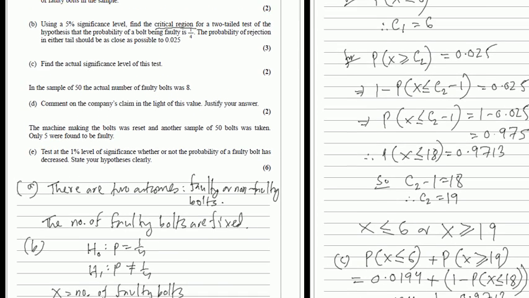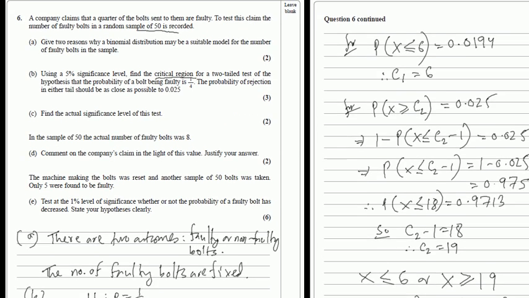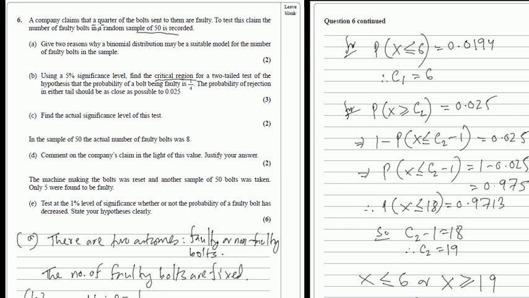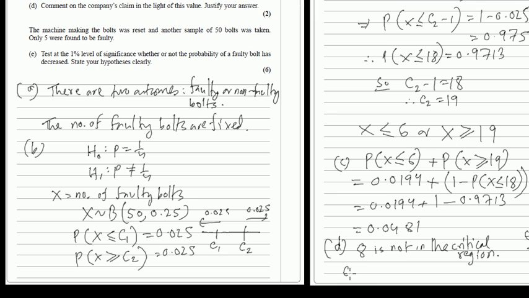So what was H naught? What was the context? The company claims that a quarter, meaning 1/4, of the bowls sent are faulty. So the company's claim is correct, because the challenge was for the two-tailed test. The company's claim is correct.